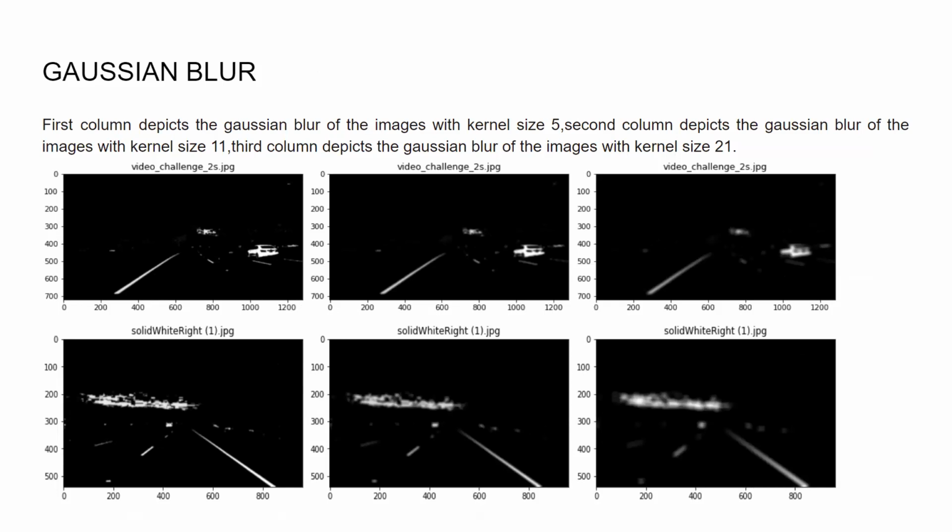In the first column, as you can see, the kernel size was taken as 5, in the second column the kernel size was taken as 11, and in the third column the kernel size was taken as 21. So the images are best observed in the 21 kernel size. So we'll go ahead with the 21 kernel size because the noise is very much reduced in that kernel size.